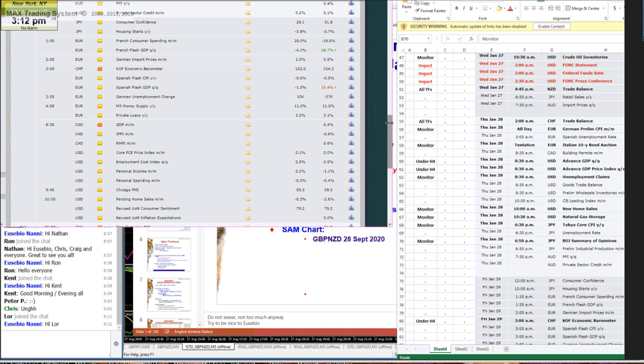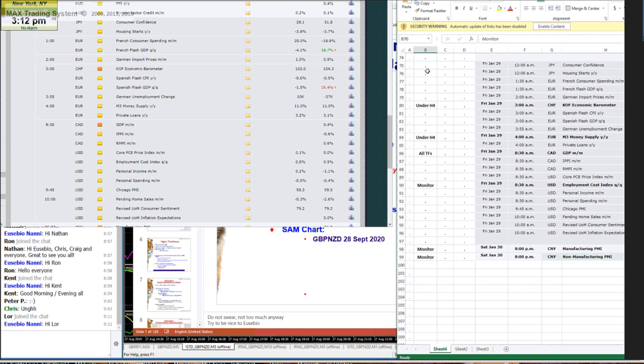Friday's a busy one. On Friday, we will have the Swiss KOF economic barometer to monitor. The Euro M3 money supply year over year, all time frames. The CAD GDP month over month, all time frames. And then I think we have the US dollar Chicago PMI under H4. And that's it for Friday.